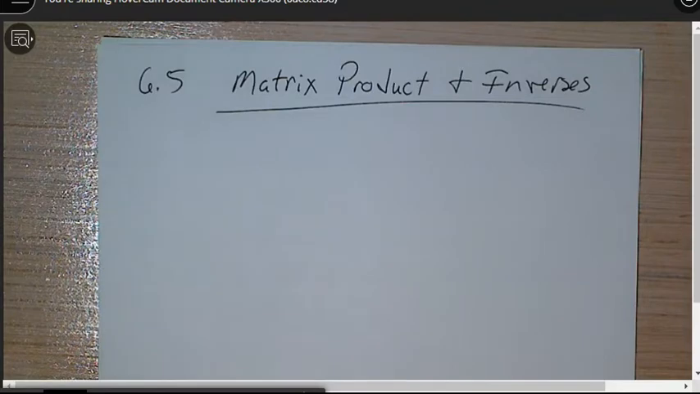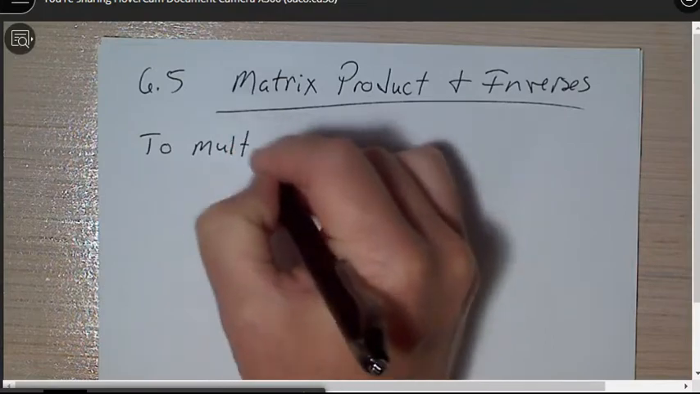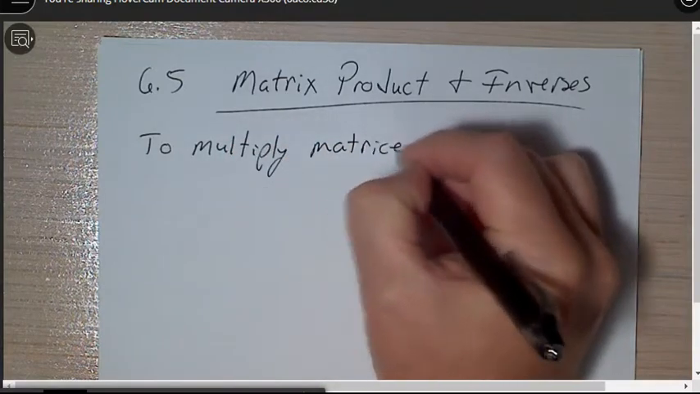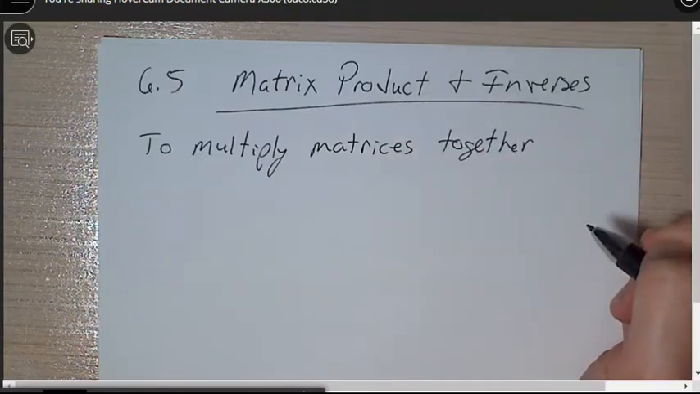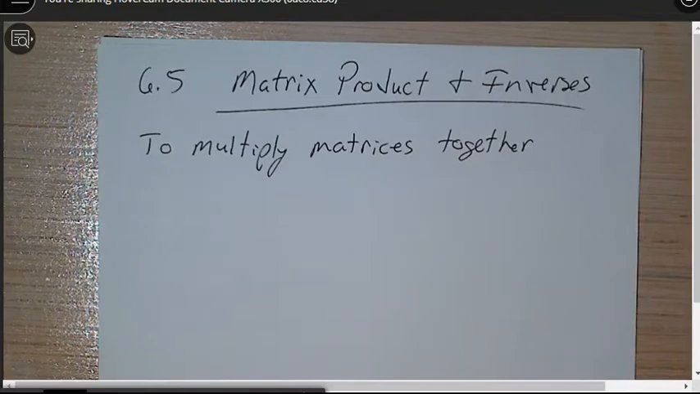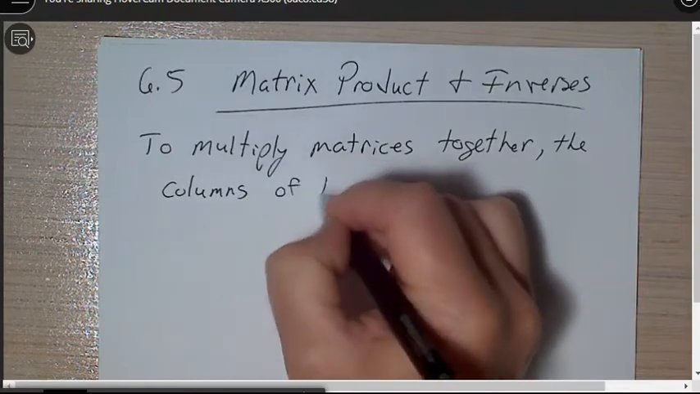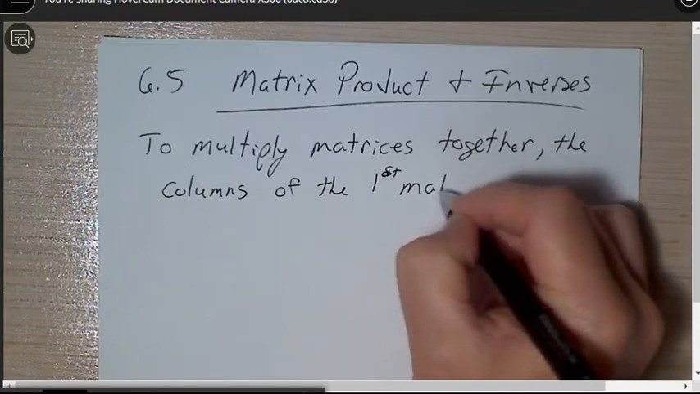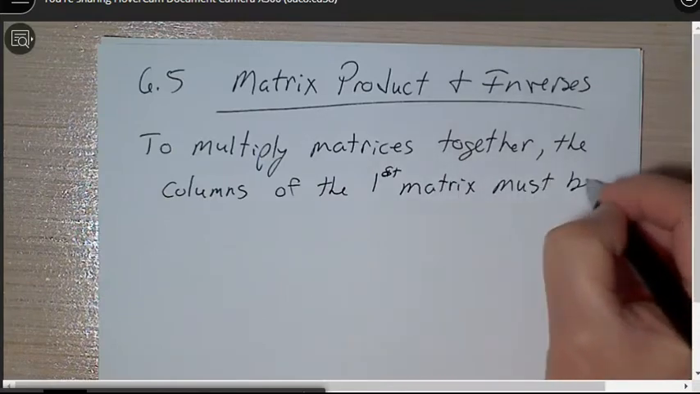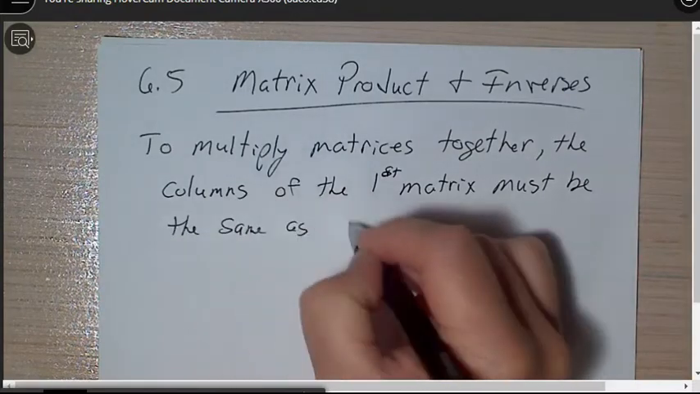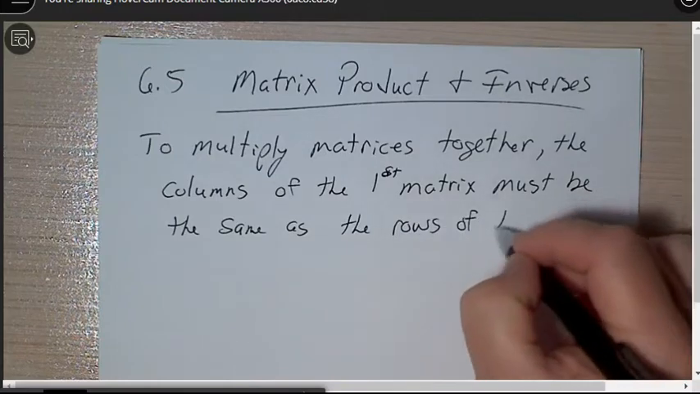Okay, and the big thing when you're doing matrices and working with solving these: with addition, you had to have everything the same size to be able to add or subtract. When you start multiplying two different matrices, the first check you have to do is this: to multiply matrices together, the columns of the first matrix must be the same as the rows of the second matrix.